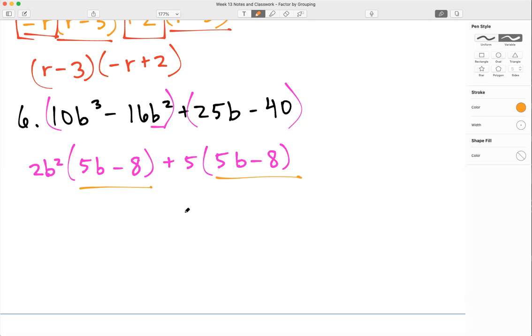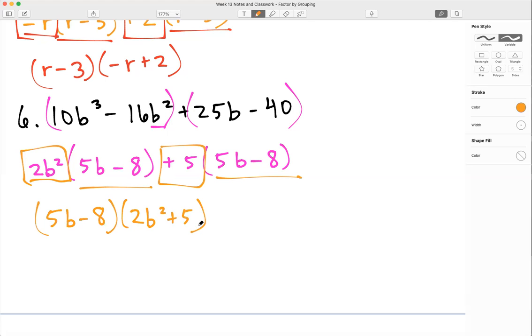Essentially, we're just GCF factoring again. It's really the GCF is right here. We're just factoring out a binomial. It's not one term, it's two terms. And then we'll write the 2b squared and the plus 5 right down here next to it. And we are done.